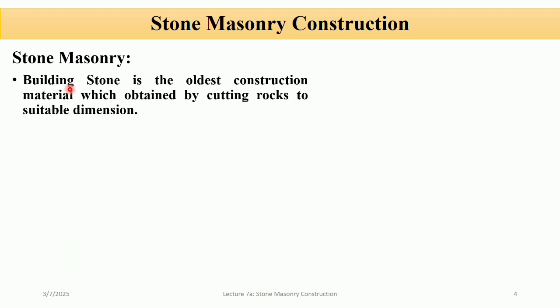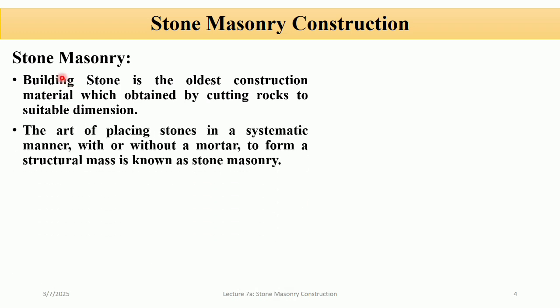Stone masonry. Building stone is the oldest construction material, obtained by cutting rock to suitable dimensions. Building stones are a natural material of construction, obtained from rock by suitable methods of quarrying. Stones, when derived from rock, are very irregular in shape and size, so they are dressed for proper bedding, thin joints, and speedy construction. When such stone blocks are laid with cement or lime mortar in a systematic manner, they form a structural mass.